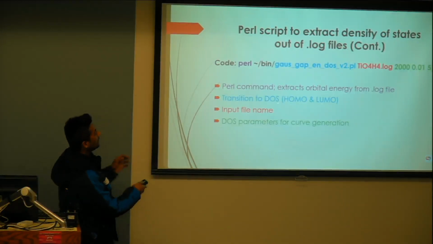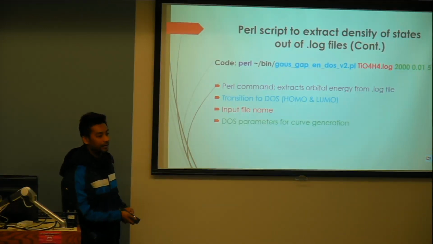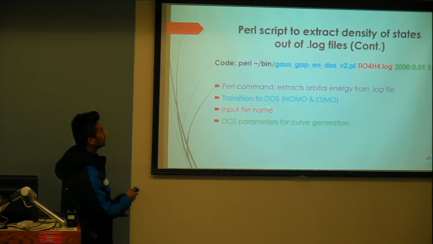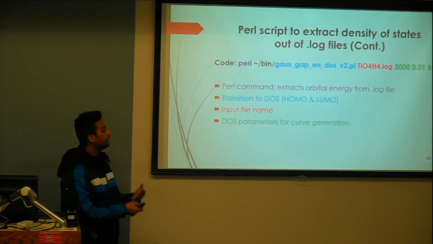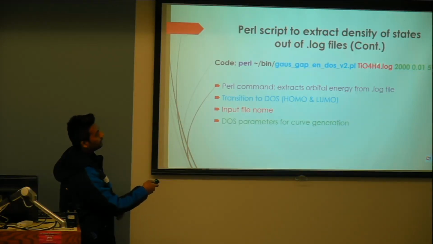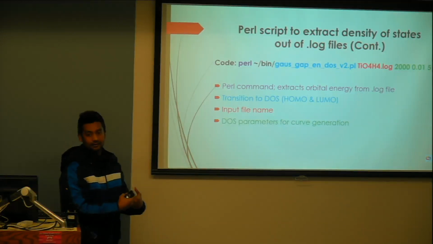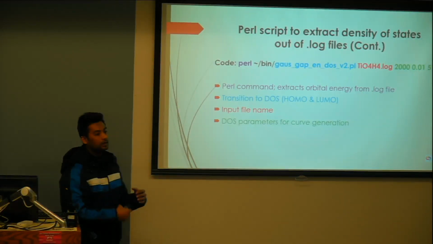Okay, so this is the code we used in our program, in our terminal in MobaXterm. So the command is used to extract the energy from this log file and make it into a DOS file. I'll show it later, HOMO and LUMO. And this is the input file, the file from which you want to extract the energy. And these are the parameters we want to use to generate our DOS curve.